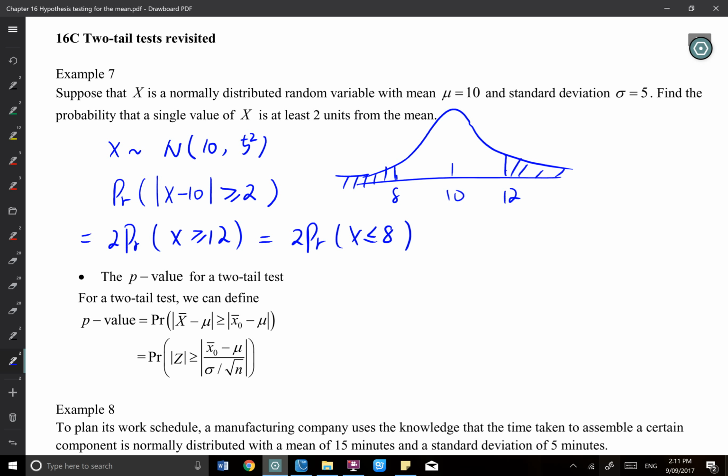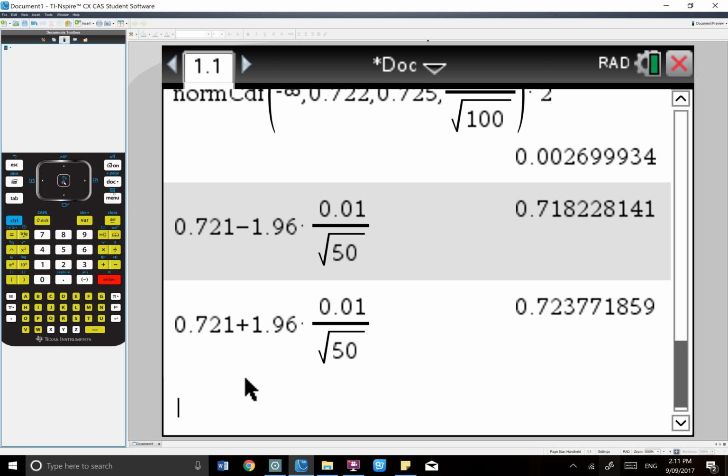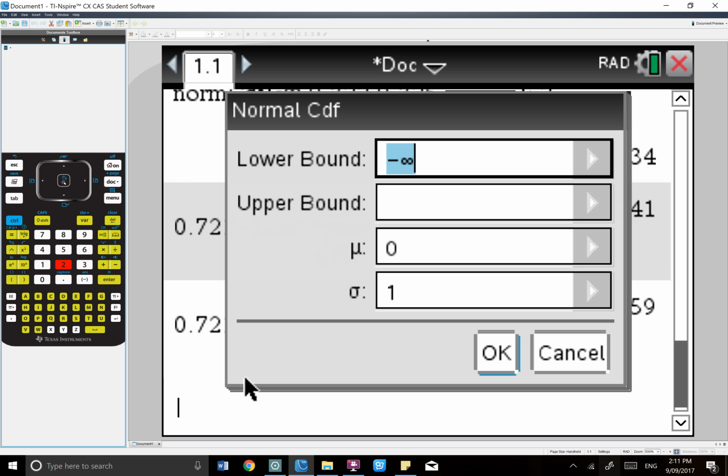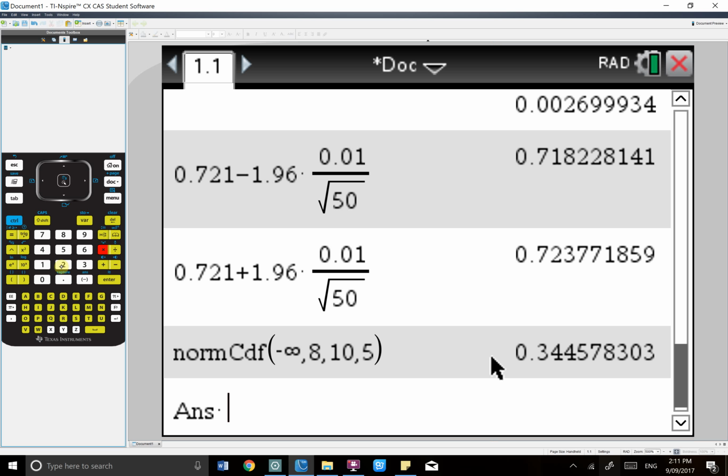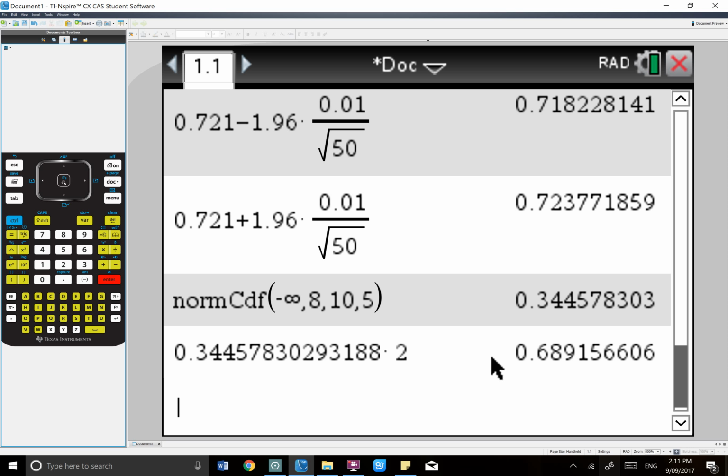And then what we do in this case: the lower bound, let's say, goes from negative infinity to 8. Mu is 10, standard deviation is 5. And then this value needs to be multiplied by 2. That's 0.8689.